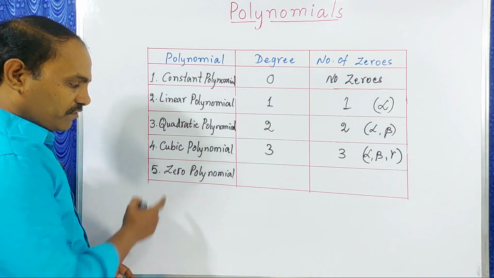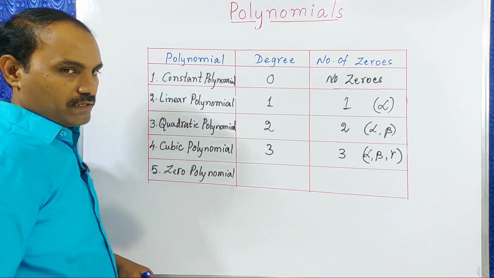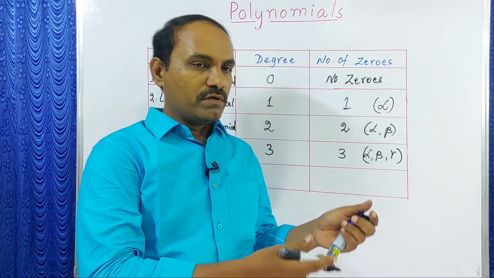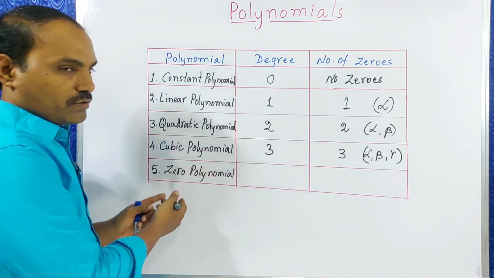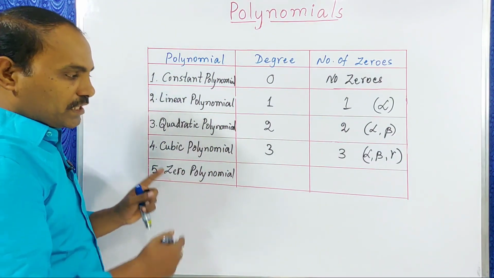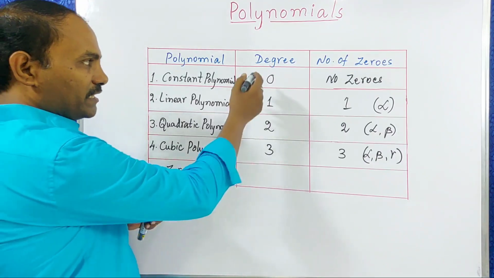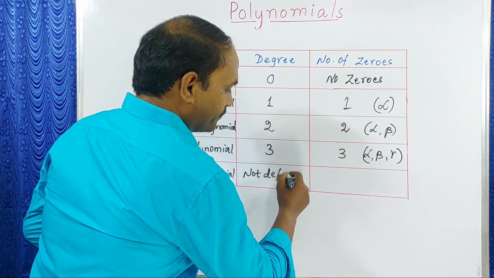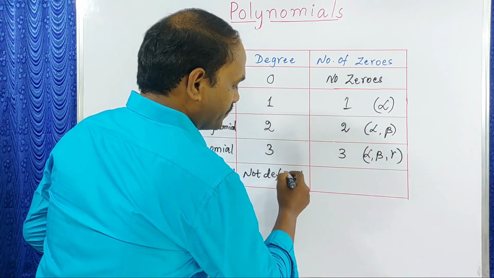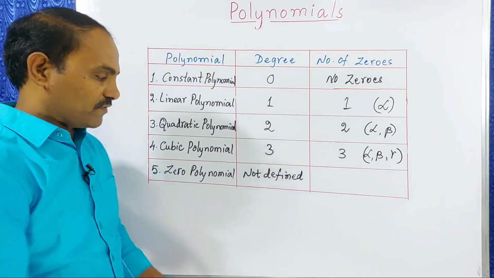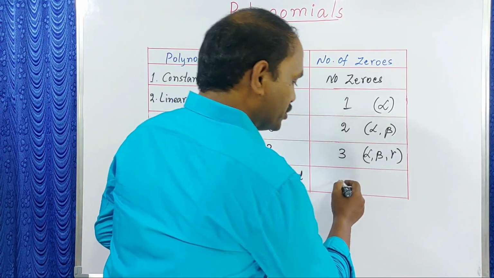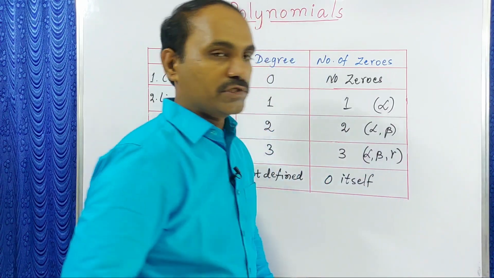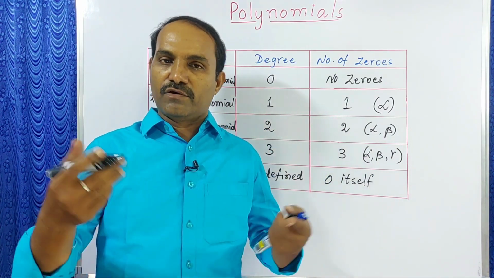And don't forget one more thing is there, zero polynomial. 0 itself, each term is 0, then that polynomial is called zero polynomial. Earlier we discussed. Now, zero polynomial degree is not defined. Not defined. That's why the zero of the polynomial 0 is 0 itself.